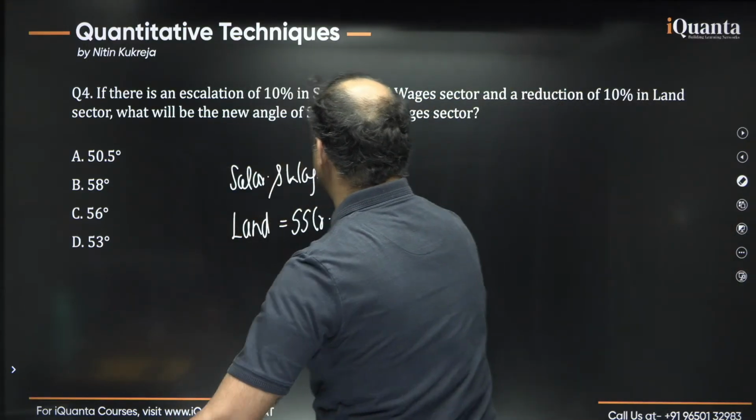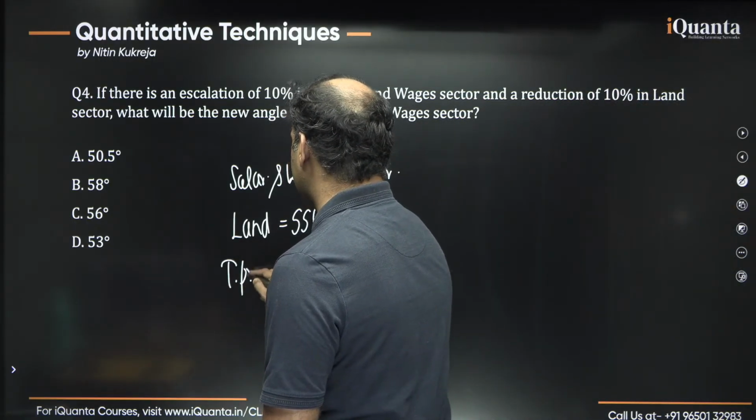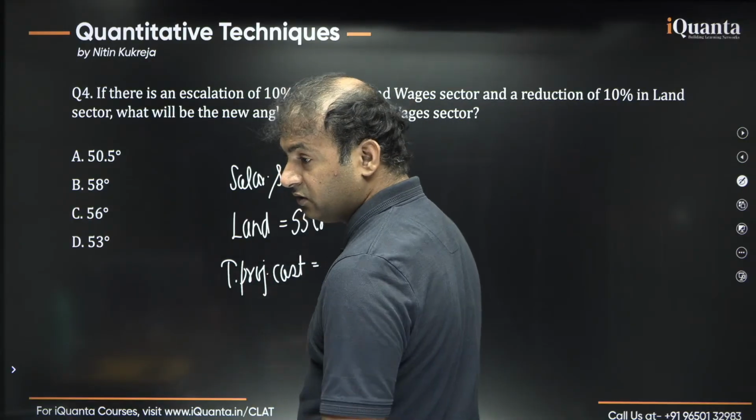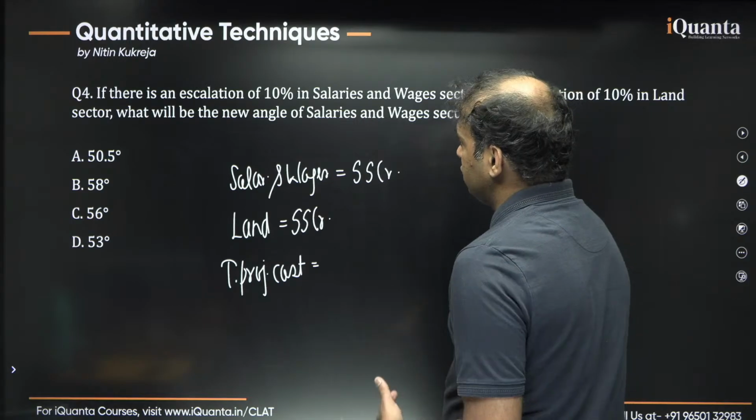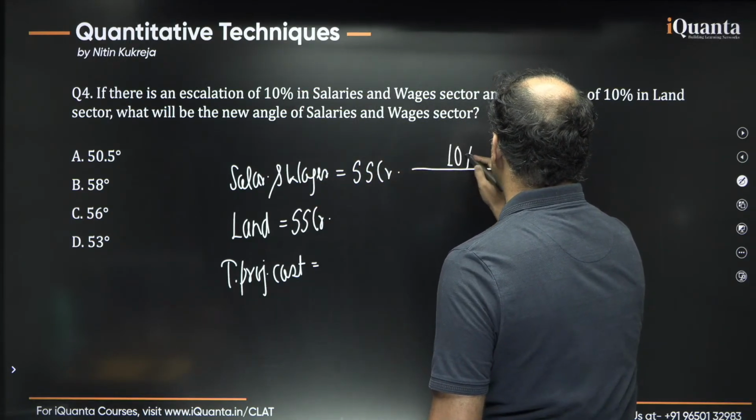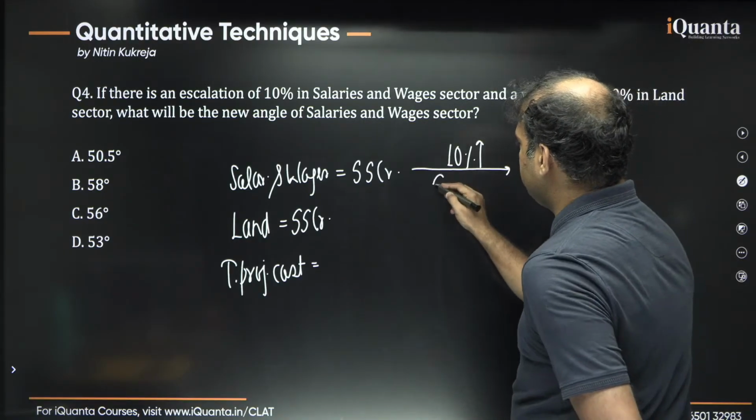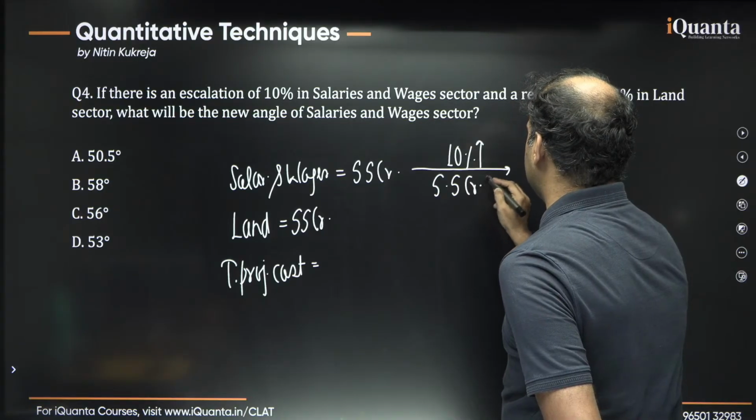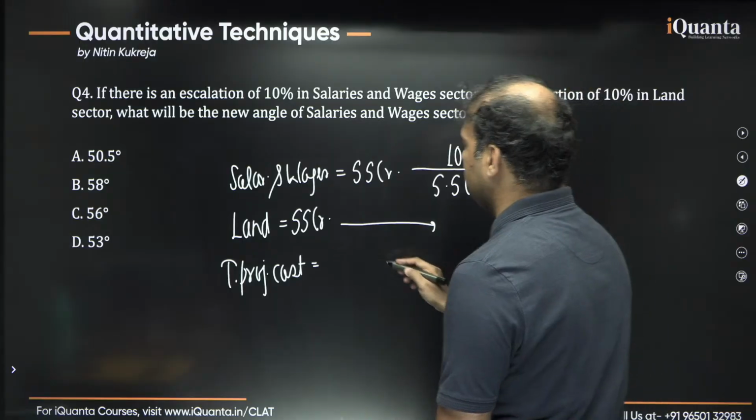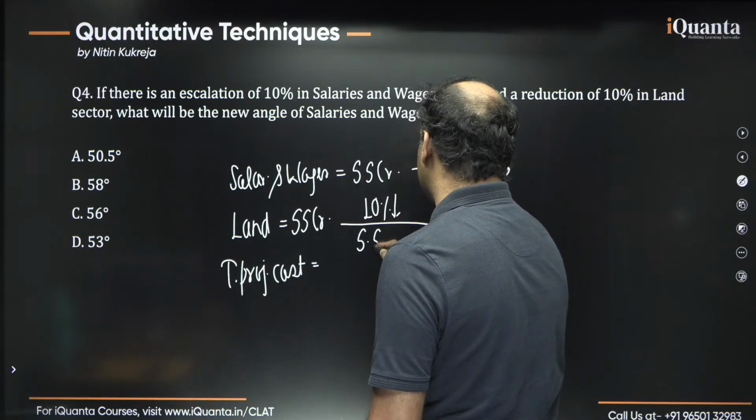Now what happened? And the total cost, by the way, we should always write the total cost as well, because in the end we have to find the angle of the sector, right? So the salary and wages increase by 10%. That means it increases by 5.5 crores, right? Land is decreasing by 10%, so it decreases by how much? 10% of 55 is also 5.5 crores, all right?